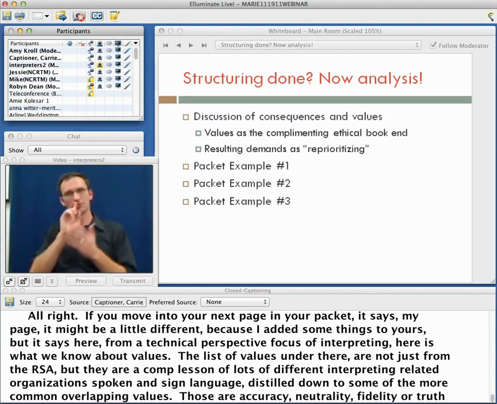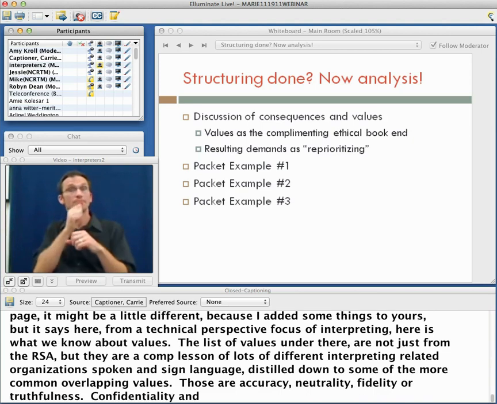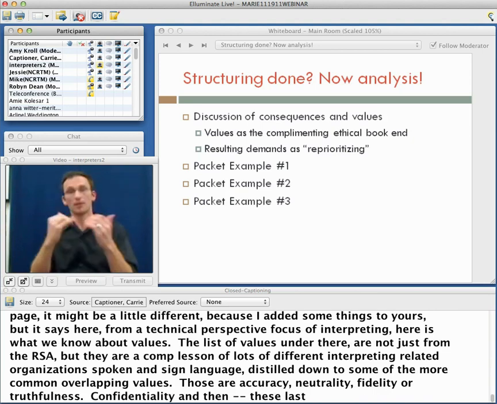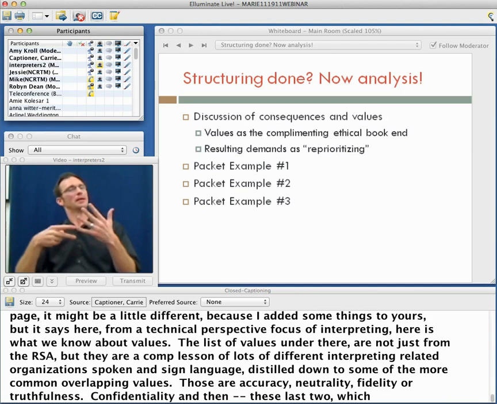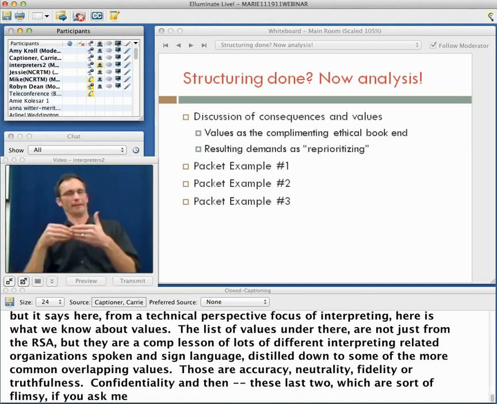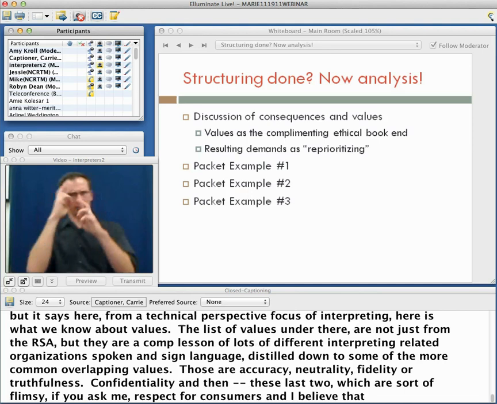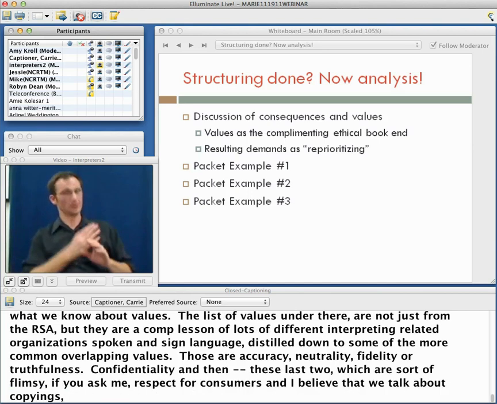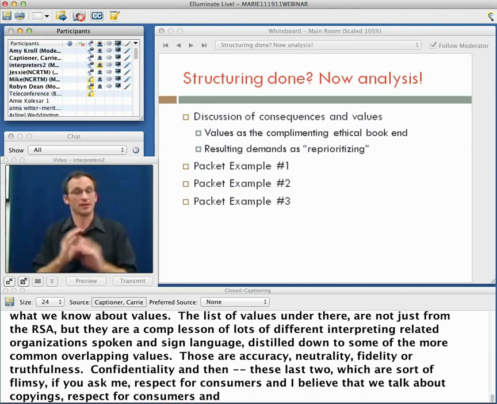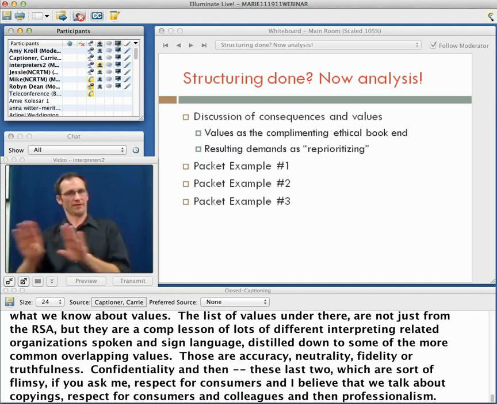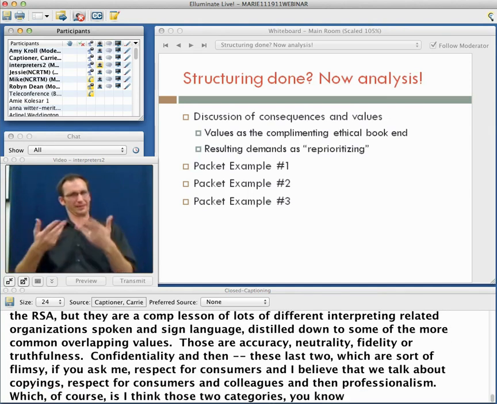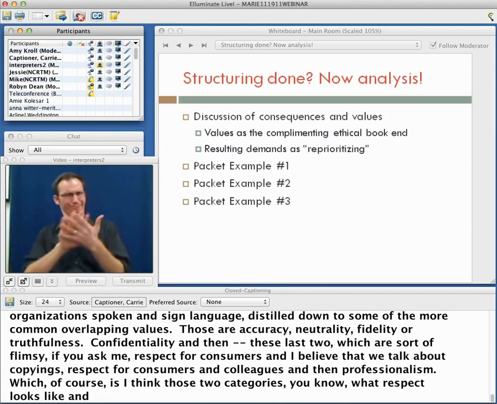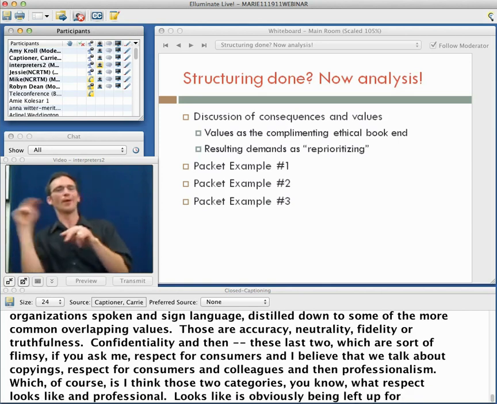confidentiality, and then these last two, which are sort of flimsy, if you ask me, respect for consumers, and I believe we in RID also talk about colleagues, respect for consumers and colleagues, and then professionalism, which of course is again, I think those two categories, what respect looks like and what professionalism looks like, is obviously being left up for interpretation.